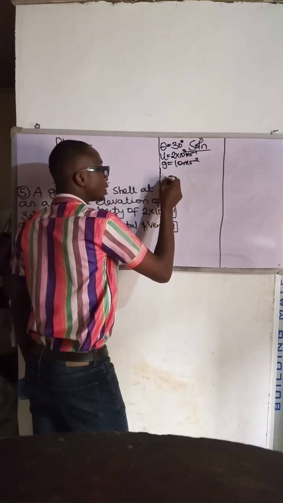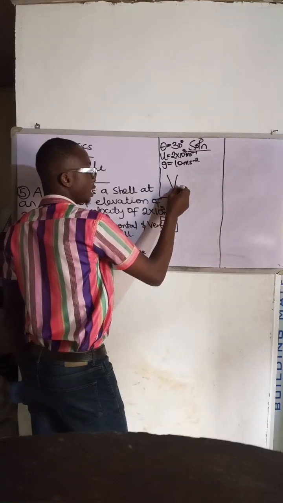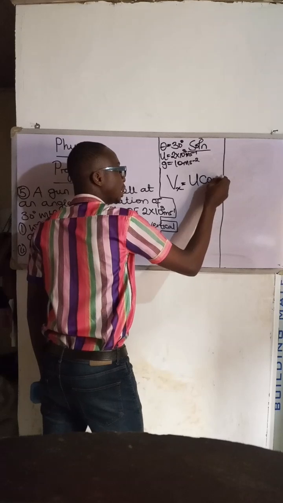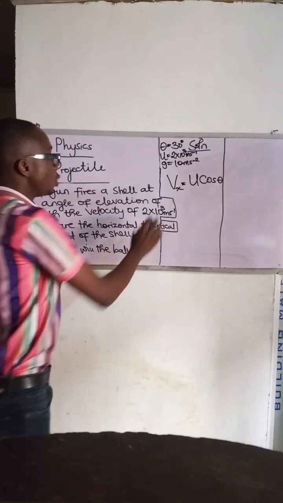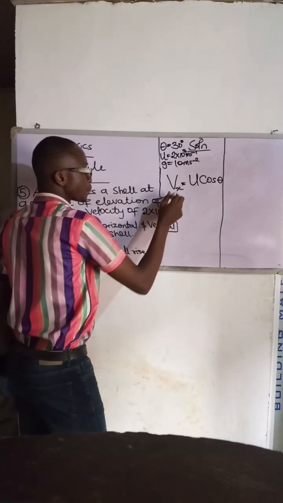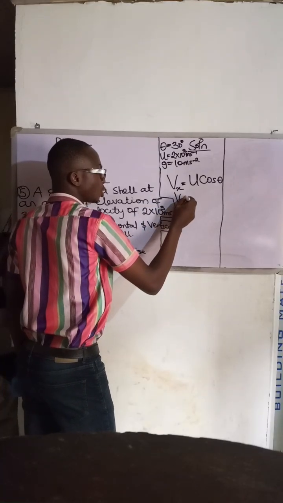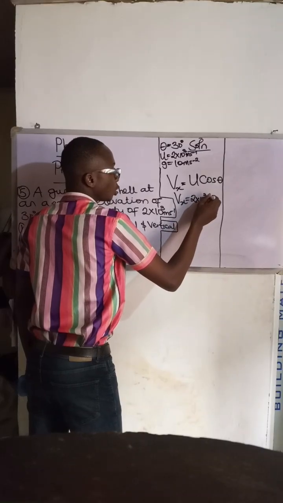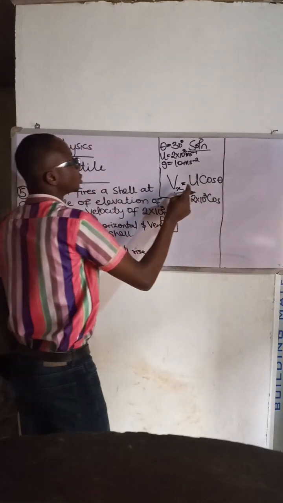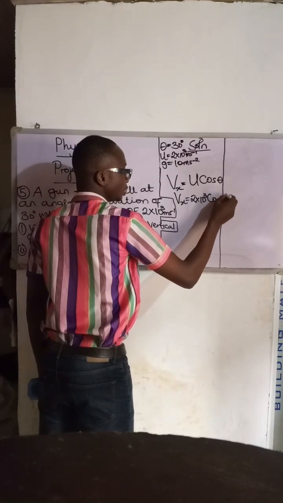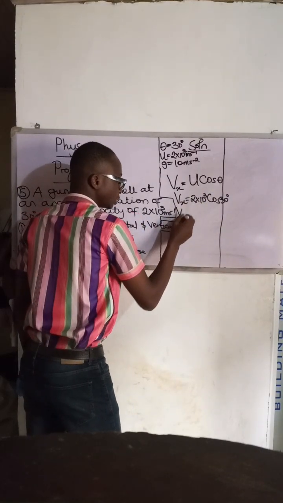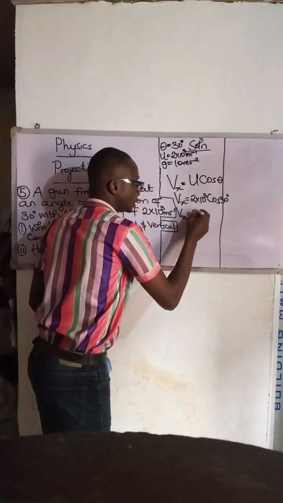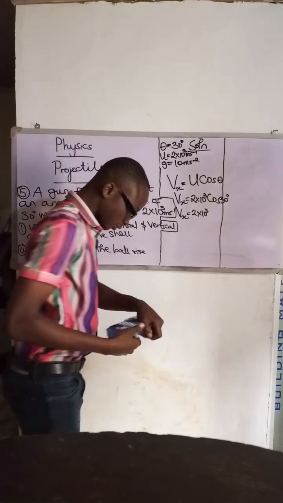The horizontal component is V of x is equal to u cos theta. That is just the formula. V of x, which is the horizontal component, is equal to, what is u? 2 times 10 raised to the power 3, cos theta, and theta is 30 degrees. So V of x is equal to 2 times 10 raised to the power 3 times cos 30. Then you have to press cos 30.